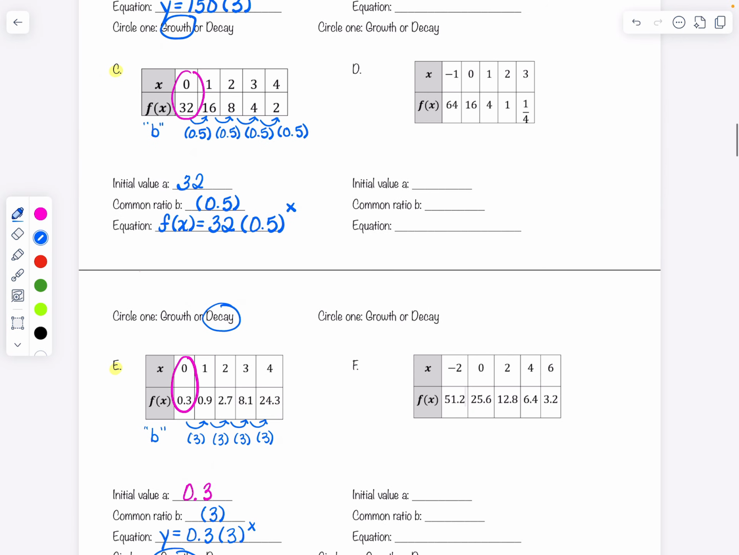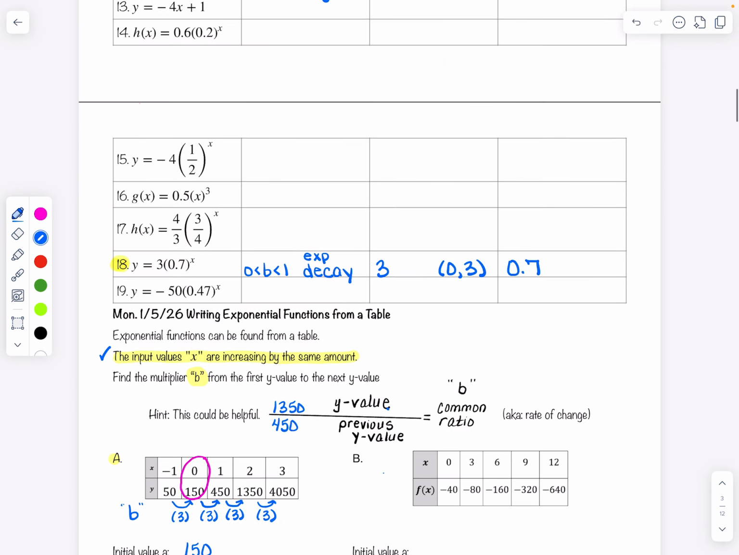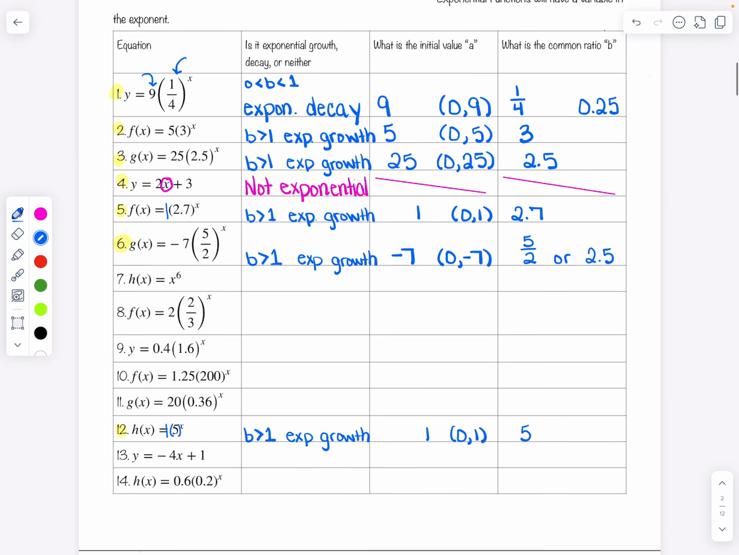Now, today in class, you should be completing the rest of this worksheet that says Monday. So you should be doing 1 through 19 and D, E, and F.